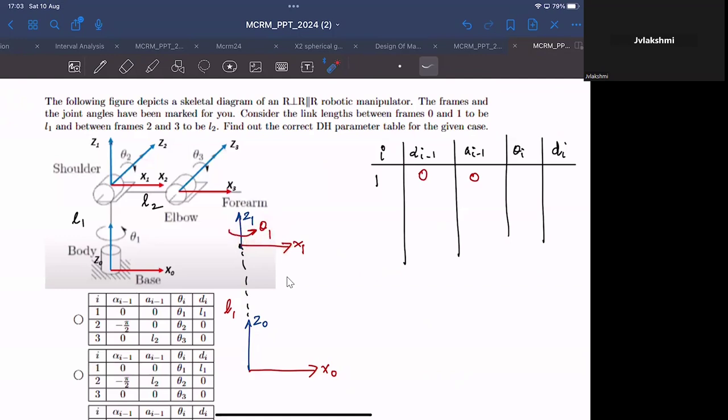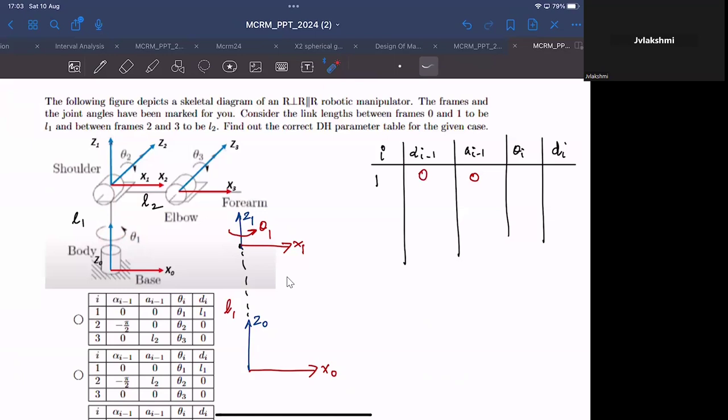Where is the statement? R theta. Yes, it's a revolute joint, right? In the question, it says it's a revolute joint, and in the diagram, it says this joint, Z1, can rotate by an angle theta 1 about the vertical axis.